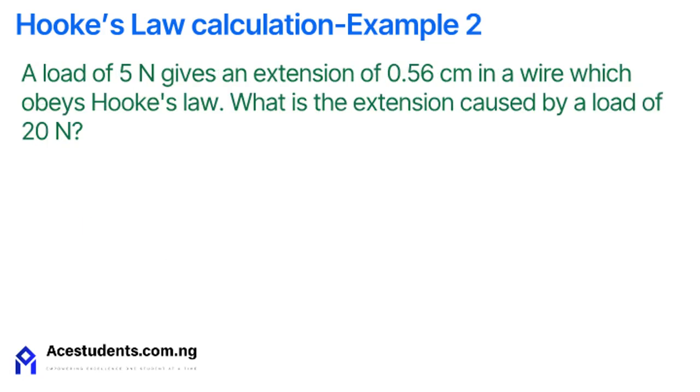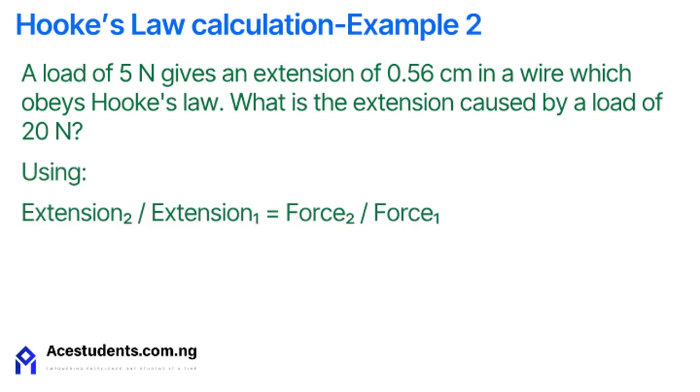Let's solve our second example. A load of 5 newtons gives an extension of 0.56 centimeters. What is the extension caused by a load of 20 newtons? Since extension is proportional to force, we set up the ratio. Extension 2 divided by 0.56 equals 20 divided by 5.